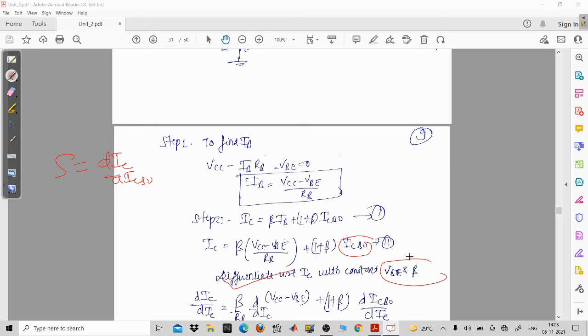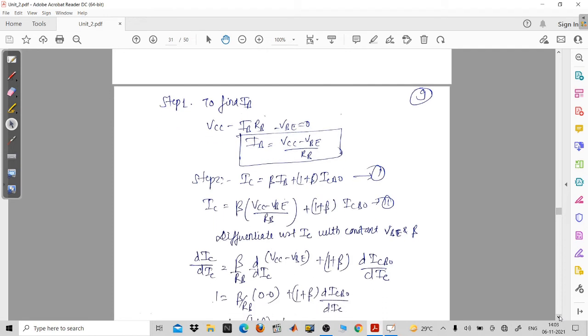So when you are taking the differentiation of the entire equation, this will be differentiated, so this will be DIC upon DICBO. Now you differentiate this term, and again you differentiate this term. So in that case, what is going to happen? Now you can see here DICBO upon DICBO will be equals to 1. Now beta is a constant. We have taken beta as a constant value. So beta will come out. So beta into D of (VCC minus VBE upon RB).